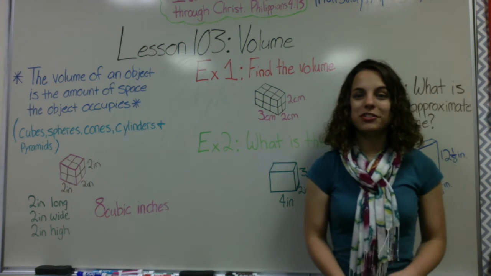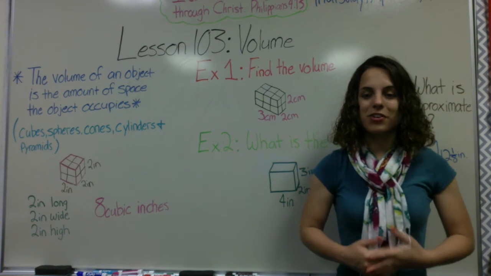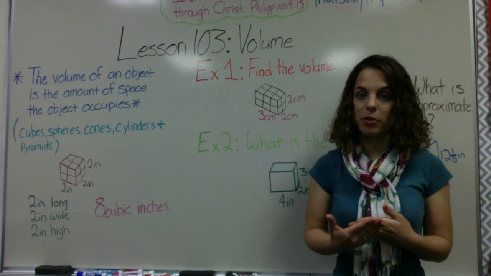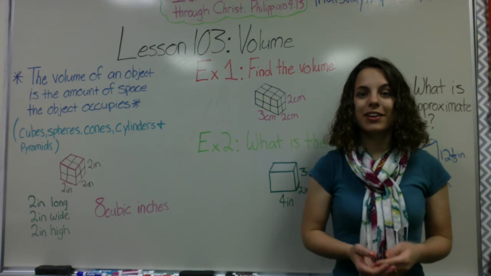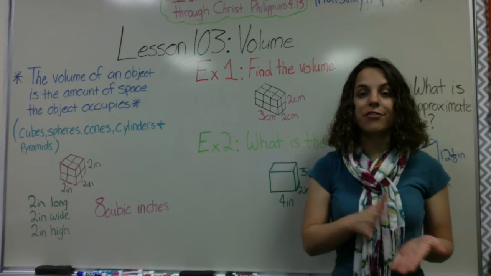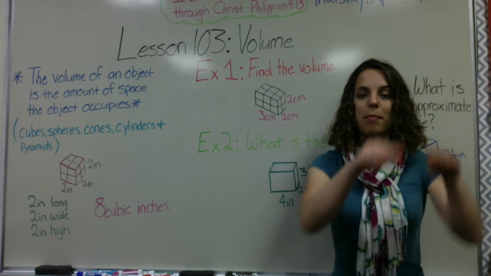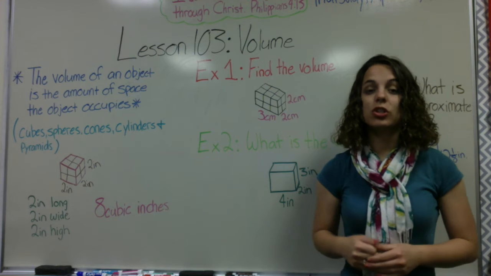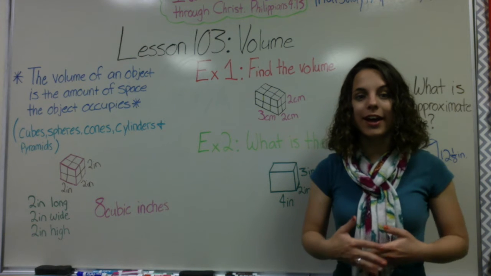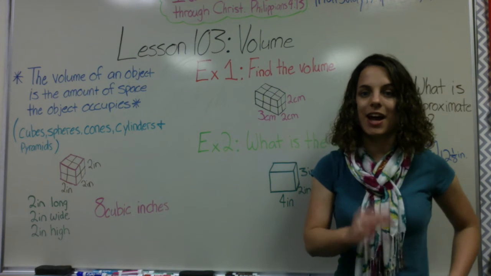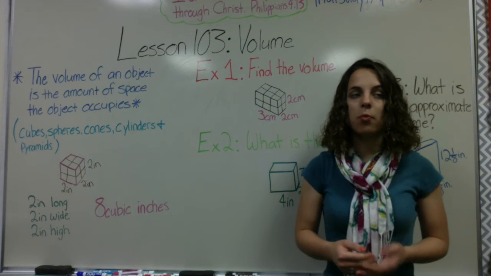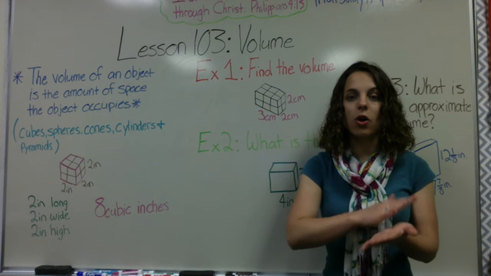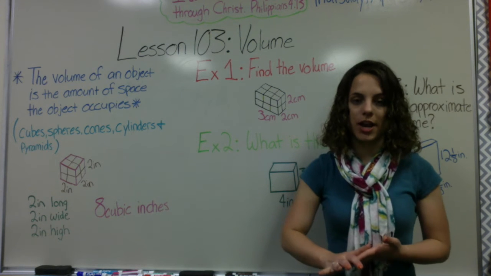Welcome to lesson 103. This is about volume. Now we've learned about perimeter before, which is the measurement around a flat surface. So we remember perimeter. And we also learned about area, and area is the amount of space taken up in a shape, which is actually always a two-dimensional shape.